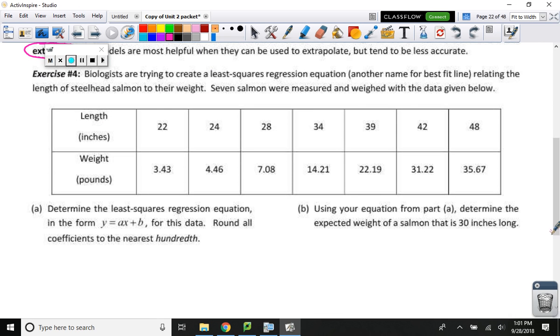All right, so another one here. Your biologists are trying to create a least squares regression equation. Well, that's just a fancy way of saying line of best fit, relating the length of steelhead salmon to their weight. So you've got the length of each of your salmon and their weight. Determine the least squares regression line of best fit in the form y equals ax plus b for this data. Round all coefficients to the nearest hundredth.